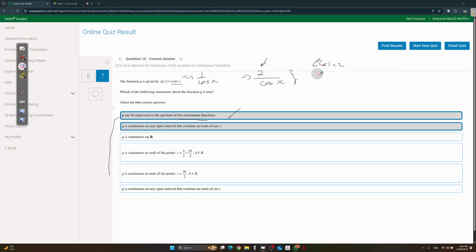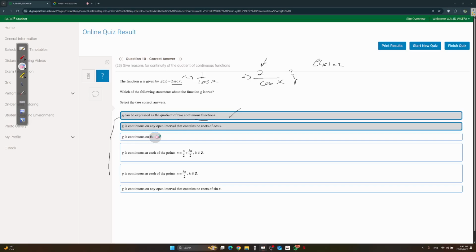So 2 over cosine x. Cosine x, I told you all trigonometric functions are continuous, so it is expressed as the quotient of two continuous functions. When will this quotient be continuous? I told you quotients are always continuous up until the point where the denominator equals 0. So that's why the second answer is correct: g is continuous on any interval that contains no roots of cos x, because cos x is the denominator.